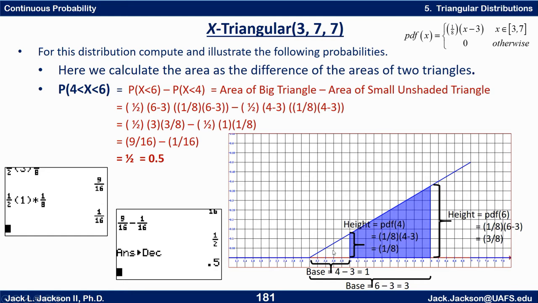All right, so then how about this little unshaded part? That's the part we have to subtract off. Well, the base goes from 3 to 4, so that's a base of 1. The height goes from here up to here. Well, that's just the PDF of 4. So plug in 4 in this formula. 4 minus 3 is 1 times 1/8 is 1/8. So this is just 1/8 tall. Okay, and so the area of that triangle is 1/2 times 1 times 1/8, which is 1/16. 9/16 minus 1/16 is 8/16, which reduces to 1/2, or 0.5.